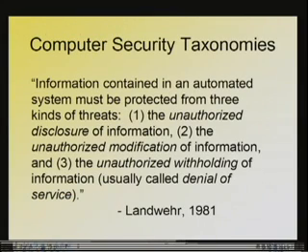So one very traditional definition in computer security, stated in this 1981 paper by Carl Landwehr, is that information contained in an automated system must be protected from three kinds of threats: the unauthorized disclosure of information, the unauthorized modification of information, and the unauthorized withholding of information. Also sometimes called confidentiality, integrity, and accessibility.